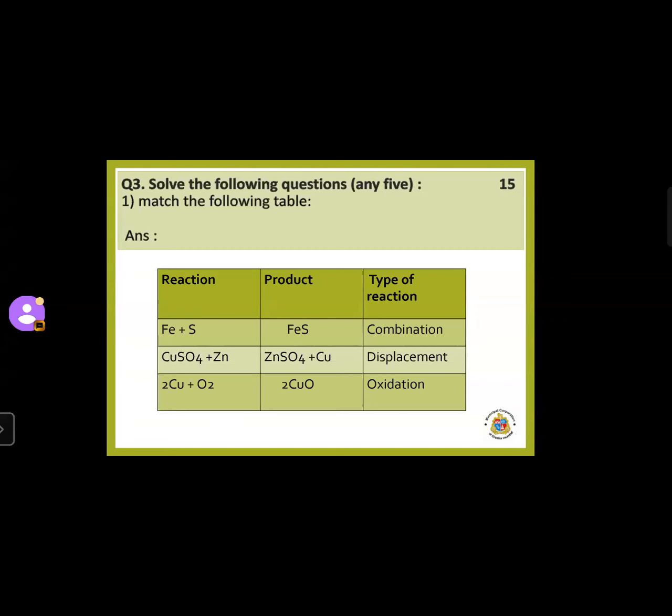That is, the first product is FeS. Second is ZnSO4 plus Cu, and the third one is 2CuO. First type of reaction, that is the combination reaction. Second one is displacement reaction and third one is oxidation reaction. So the right answer is this one.